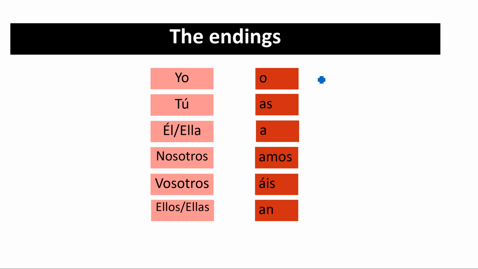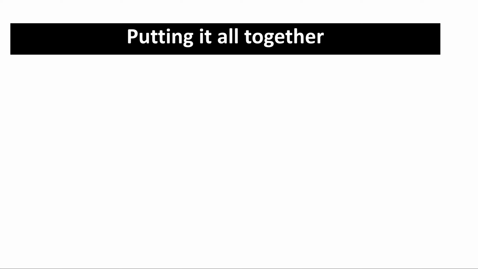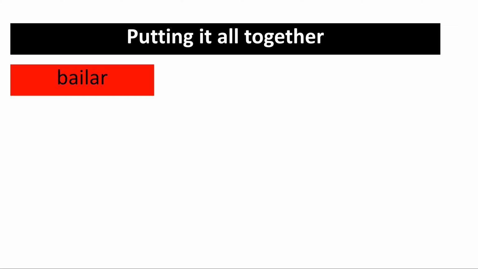And remember now, yo is I. Tú is you. Él and ella are he and she. Nosotros, we. Vosotros, you plural or ye. And ellos and ellas is they. Okay? So let's take a look at putting all of that together. First of all, let's take an infinitive. So bailar means to dance. And let's say I want to write out that whole list. I dance, you dance, he dances, she dances, we dance, you dance, they dance.